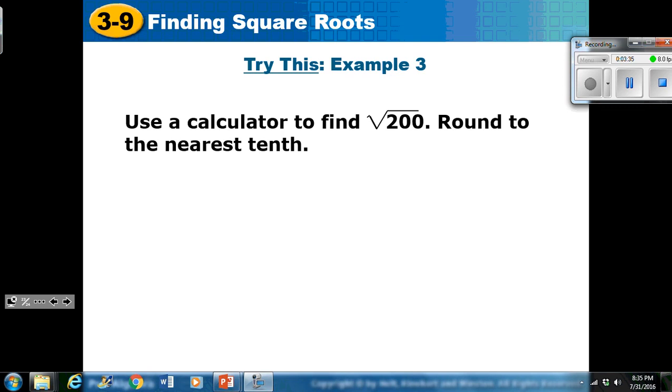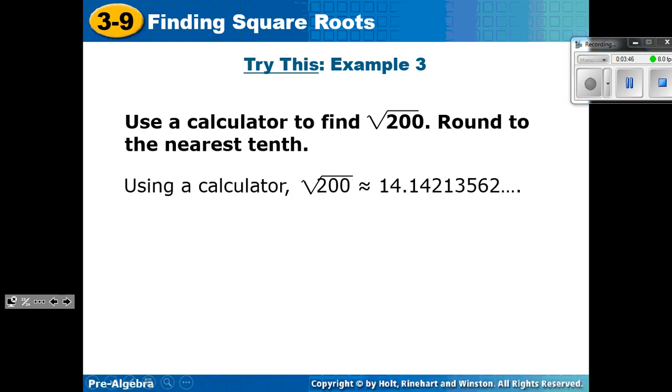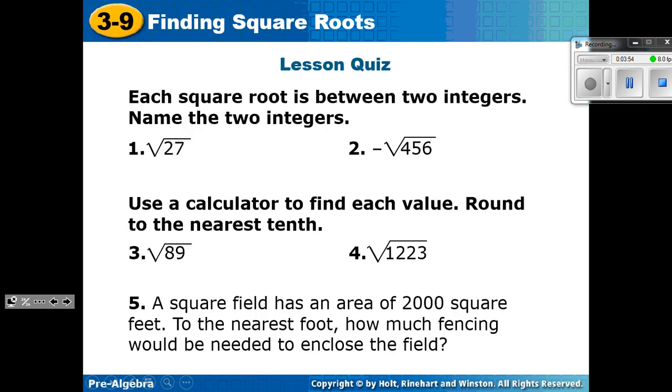This one says to use your calculator to find the square root of 200. On the TI-30XA, you're going to put in 200 and then hit the square root key, and then you're supposed to round that to the nearest tenth. So that's what your calculator tells you, and then when you round it to the nearest tenth, you get 14.1.